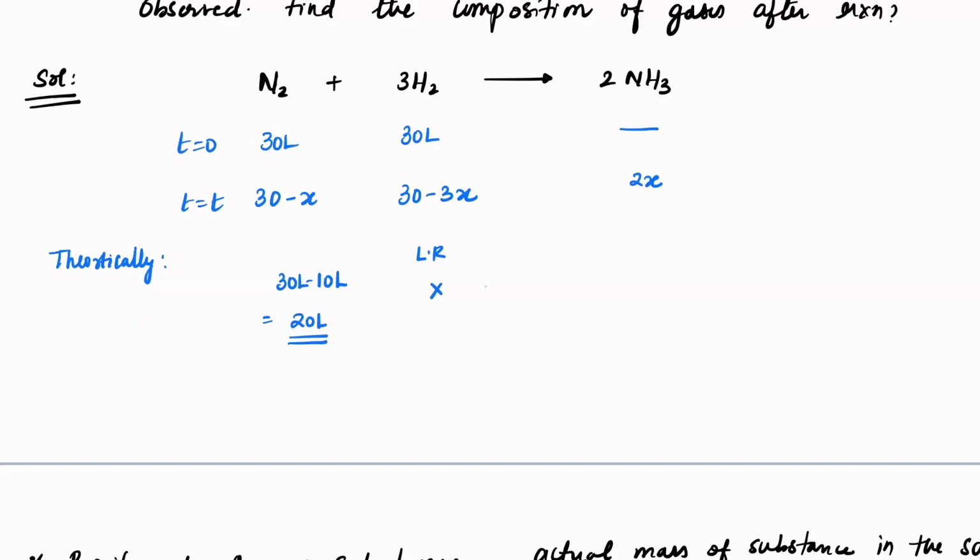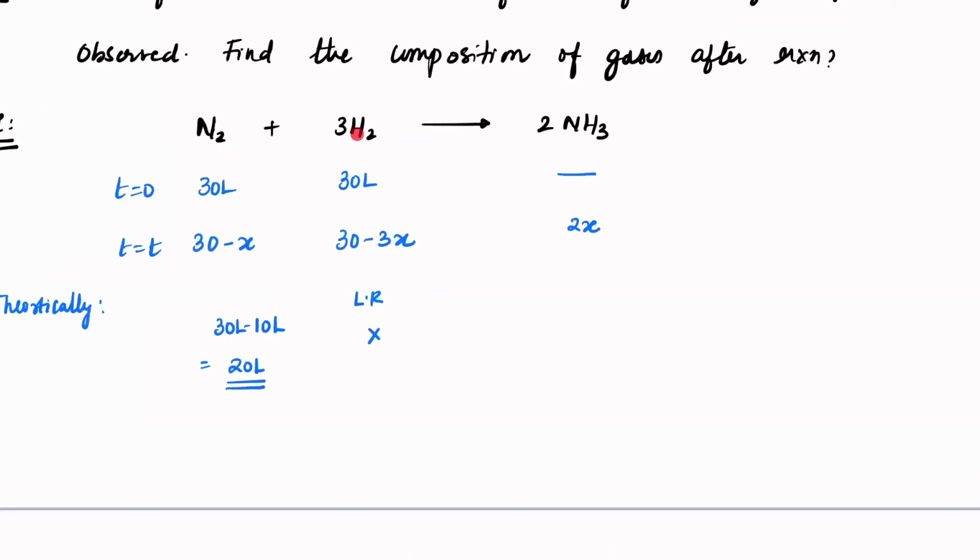And go to the right hand side. If it is 3 liters of hydrogen, it is supposed to produce 2 liters of ammonia. For 30 liters, how much is it supposed to produce? So 30 cross 2 divided by 3, which is 20 liters. So ideally, I should get 20 liters of ammonia as well. Okay. So here 10 liters is consumed, 20 liters is left, and here 20 liters is formed. Ideally, this is what is expected.